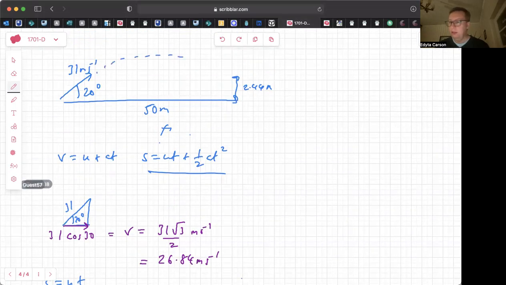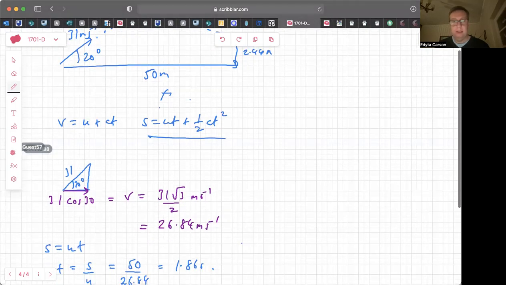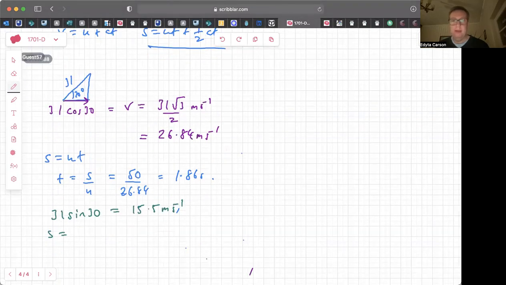The question is, is it going to be above or below? So what we could do is just use the vertical component of the equation to figure out the height at that time. First, though, we need the vertical speed. So the vertical speed will be 31 sine 30, which is just half of 31, so it's 15.5 meters per second.